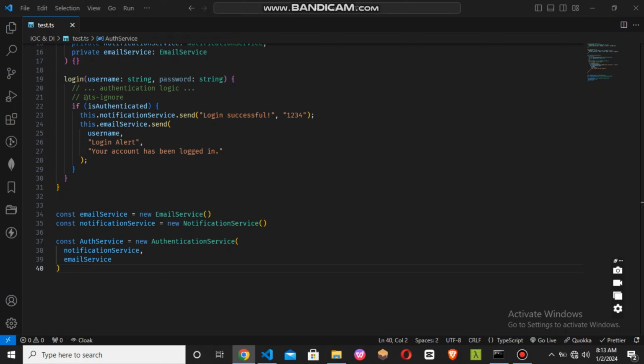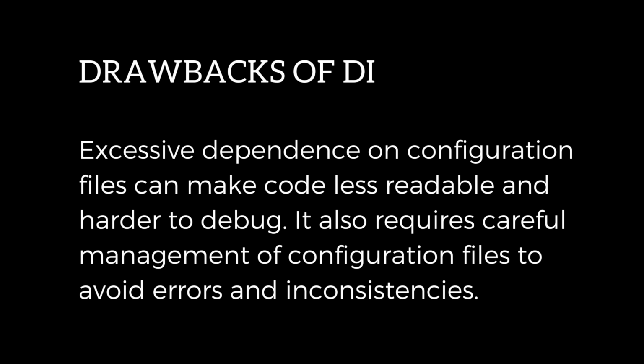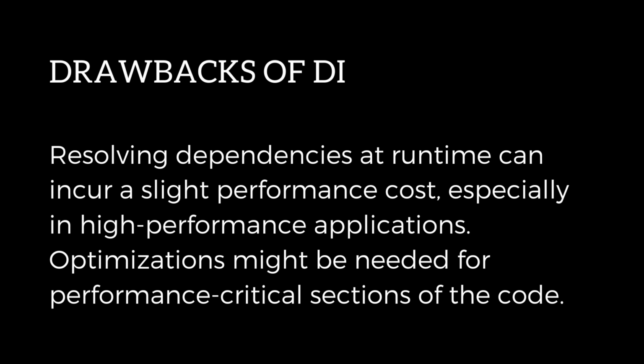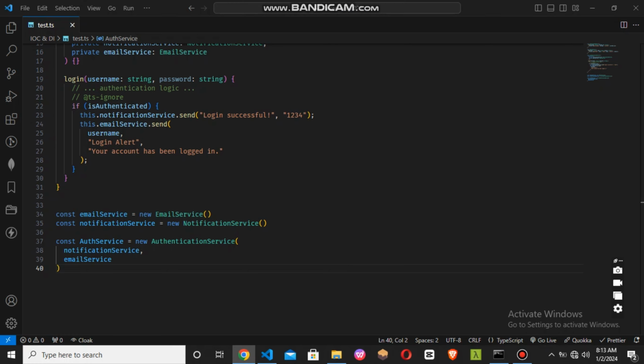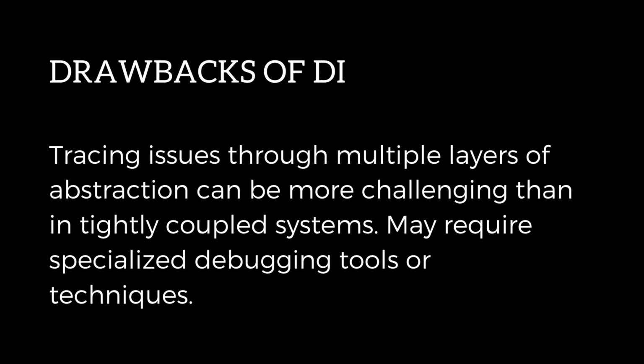However, anything that has advantages has disadvantages. So let's look at some of the drawbacks that come with using dependency injection. So there's an excessive dependence on configuration files that makes our code less readable and harder to debug. The second drawback of using dependency injection is that resolving dependencies at runtime can incur a slight performance cost, especially in high performance applications. You might need some performance critical optimization in some sections of your code. And last but not the least, tracing issues through multiple layers of abstraction can be very challenging in a loosely coupled system, and it may require specialized debugging tools or techniques.